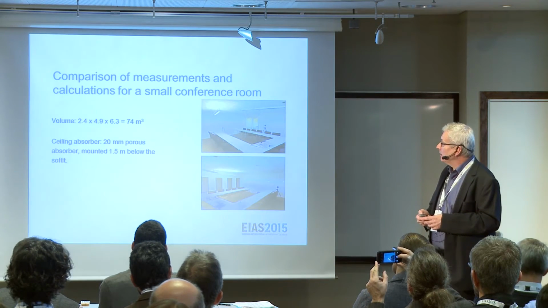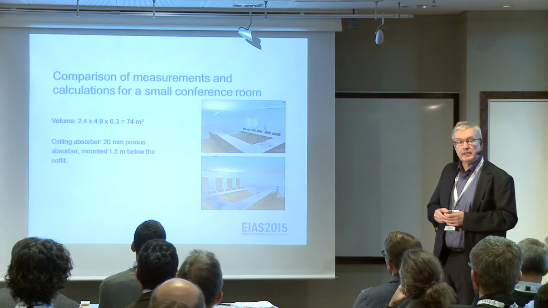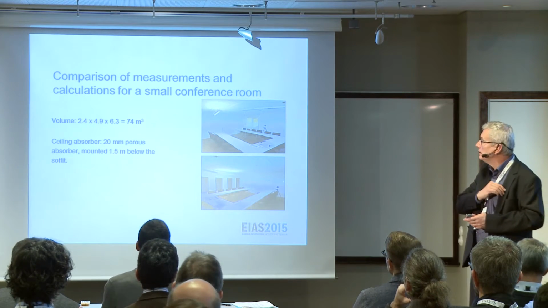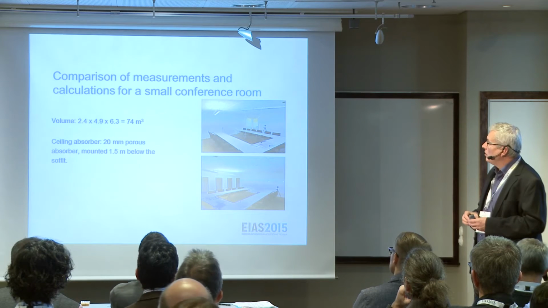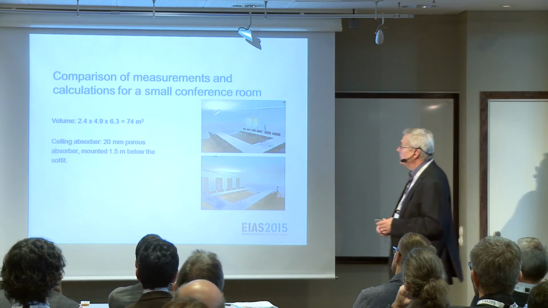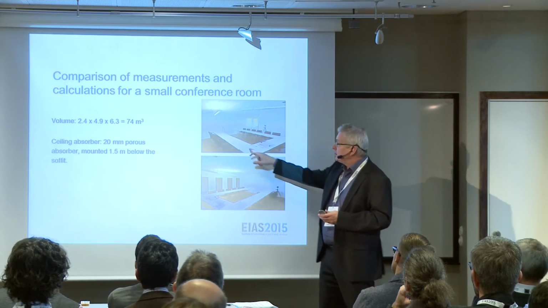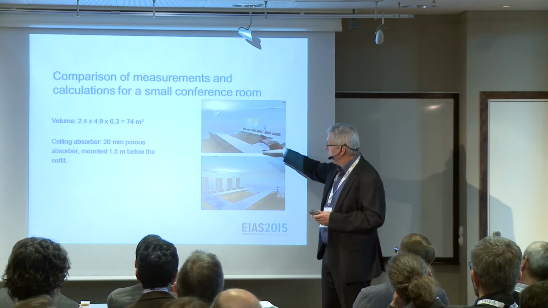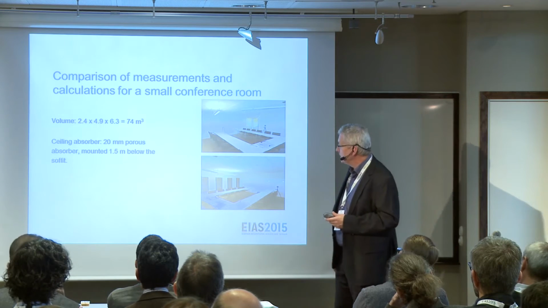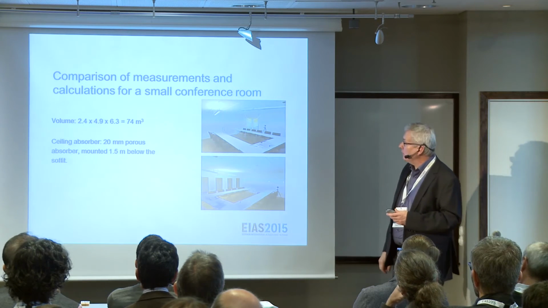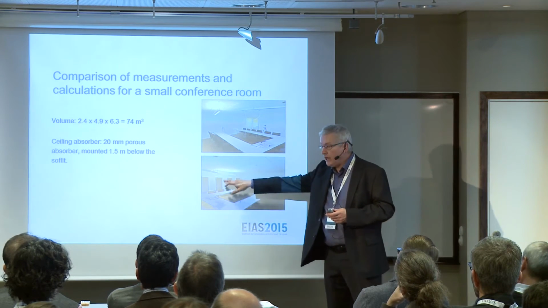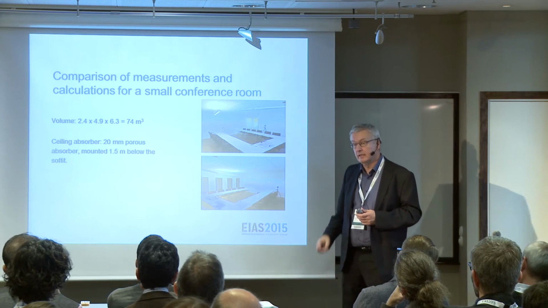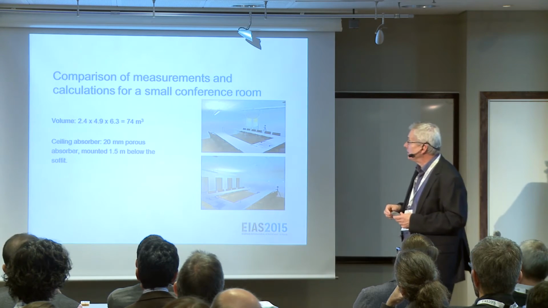And then the next case is a little bit more tricky. This is a small meeting room, 74 cubic meters, and it's the same table and chairs, but organized in another way, like a U-shaped conference setting. And here I also tested with and without wall panels, and that is quite interesting.